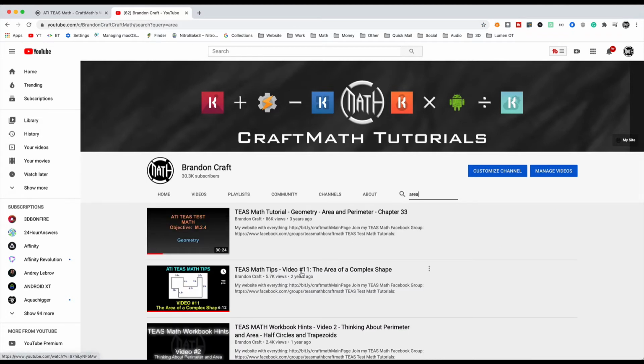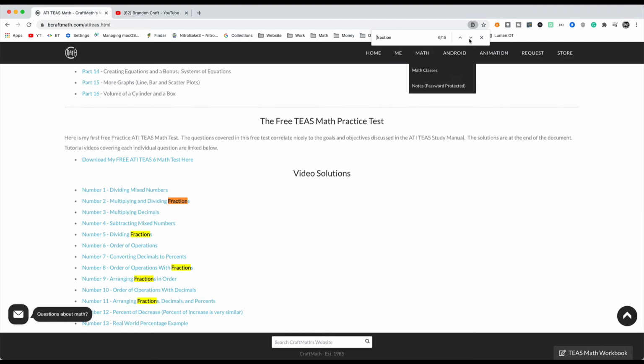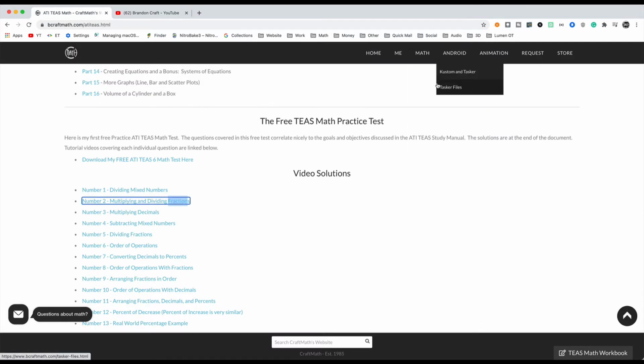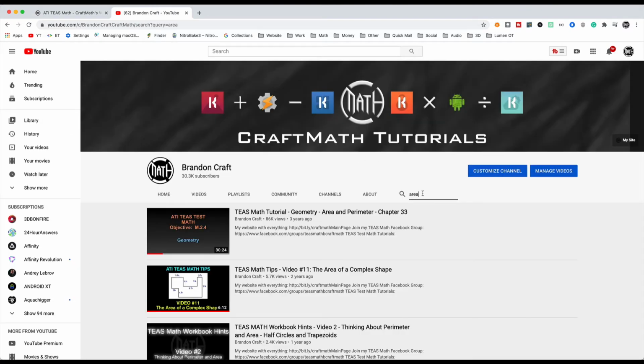Geometry, area and perimeter, TEAS Math Tips, video number 11, the area of a complex shape. So that searches just my channel. It really does narrow things down for you. So that's how you can quickly search my website. And remember, that is either Command F on a Mac or Control F on a Windows, and then you can type in whatever word you want. And that's how to search my YouTube channel specifically.